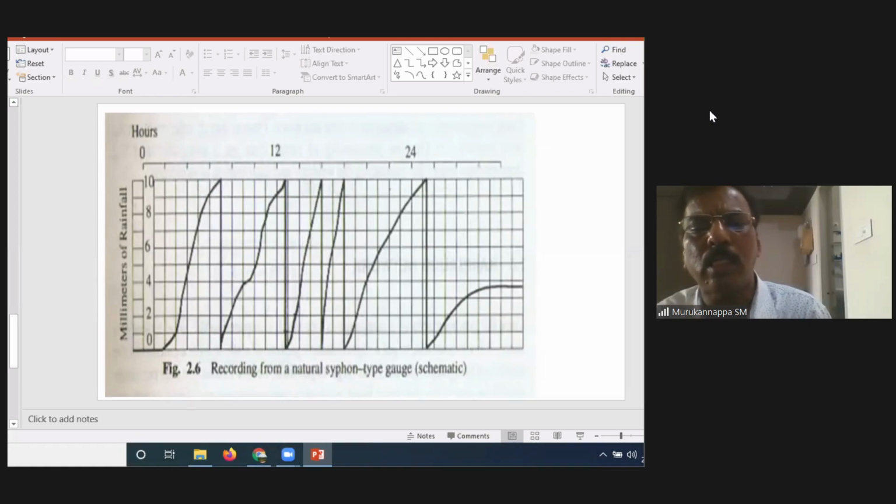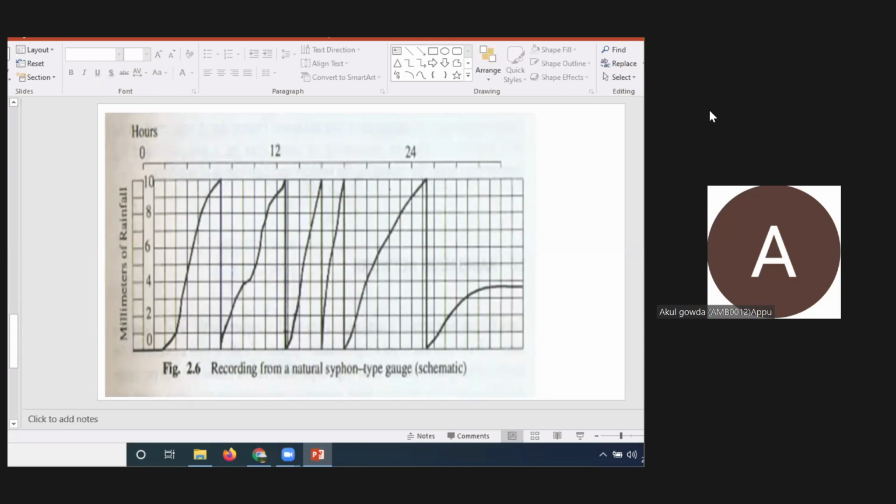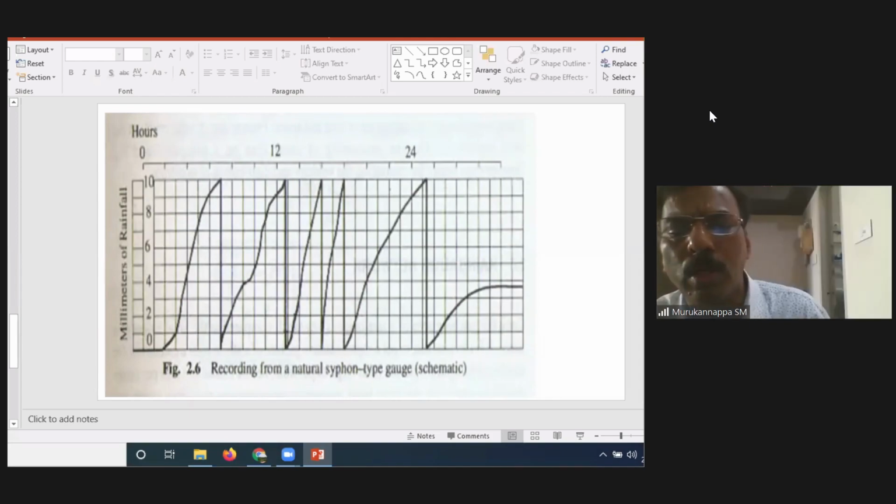The duration is 20. In this way, you have to find the total duration, starting and ending. See here, starting and ending. And if you want to calculate the intensity, see here, this is 15 minutes duration, and somehow it makes 1 mm for 15 minutes. If it is 1 mm, what is the intensity for an hour? That is 4 mm. Is it clear?